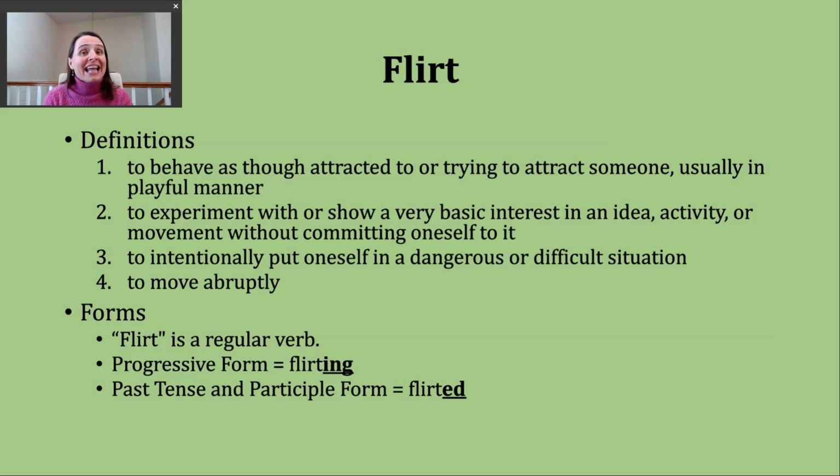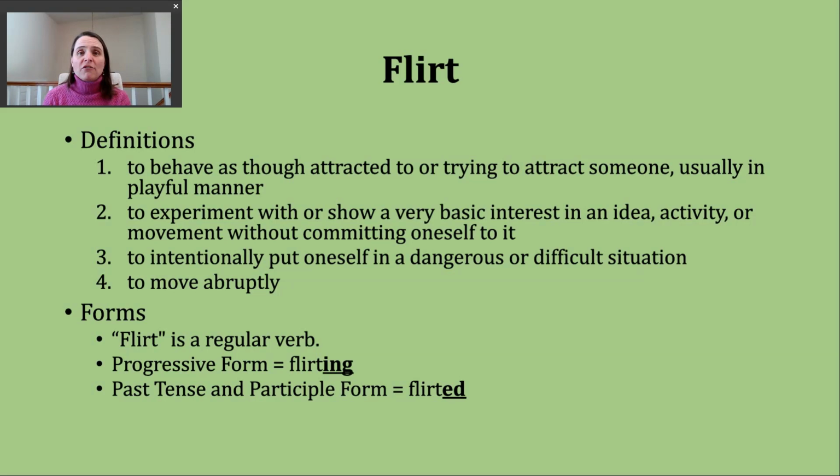A fourth and less common way that you'll hear flirt used can mean to move abruptly. You might see this usage in literature. Sometimes it's used to describe very abrupt movements from animals. You should know that flirt is a regular verb. To make the progressive form of this verb, all I need to do is add ing to form flirting. The past tense and participle forms of this verb can be made by adding ed.